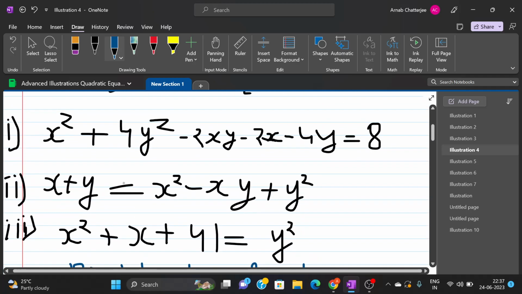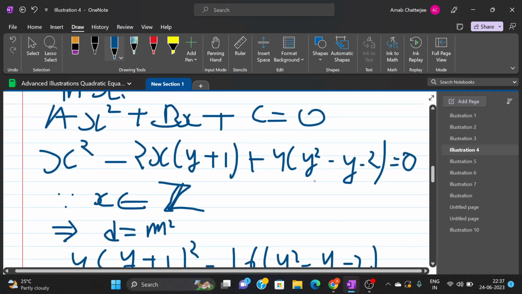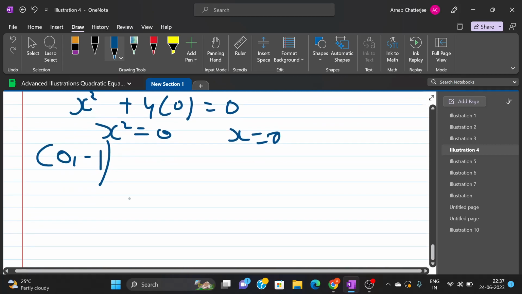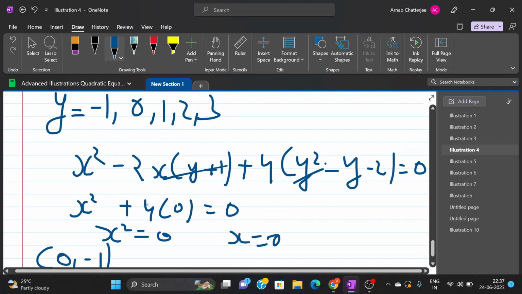So we have one integer pair as 0 and minus 1. Let us see if it actually satisfies. So 4 plus 4, 8. Yeah, 0 minus 1 actually satisfies. So we have one solution, 0 comma minus 1. Now we will put y equal to 0.